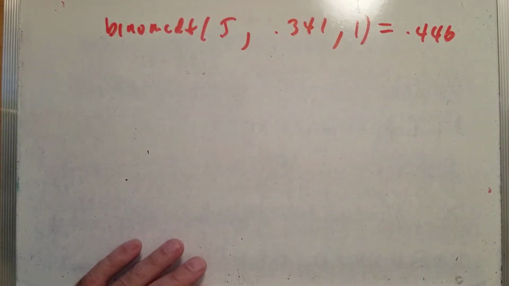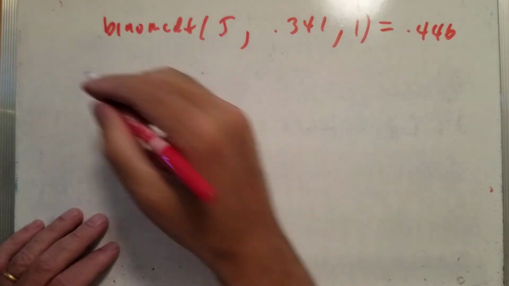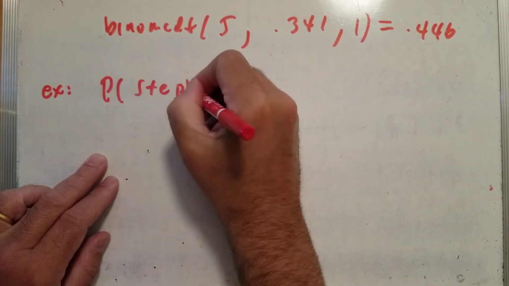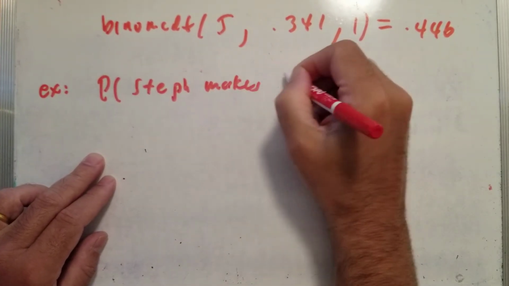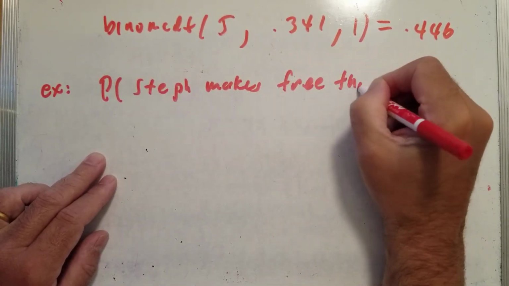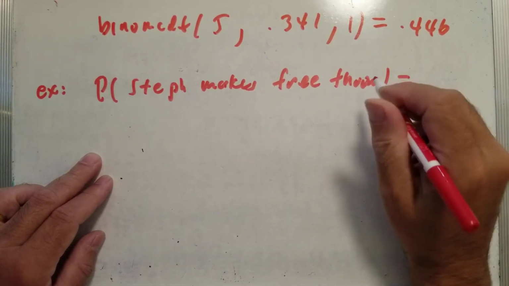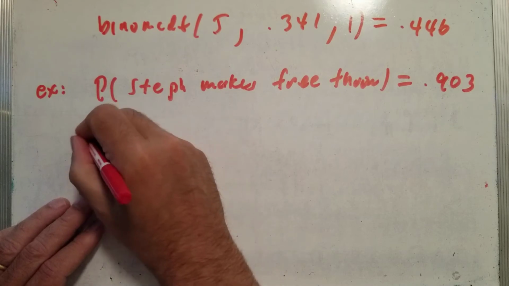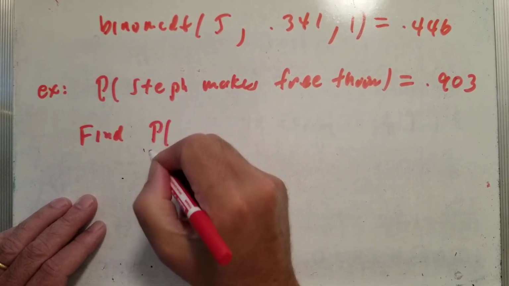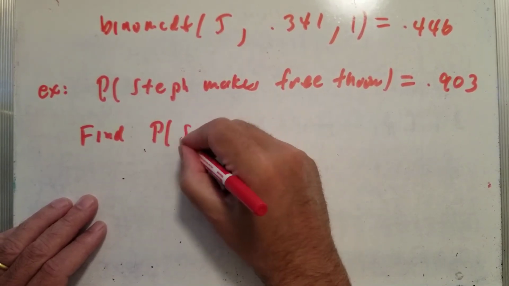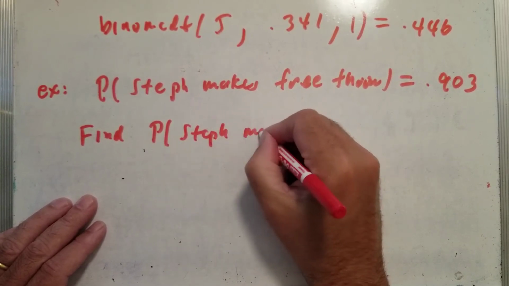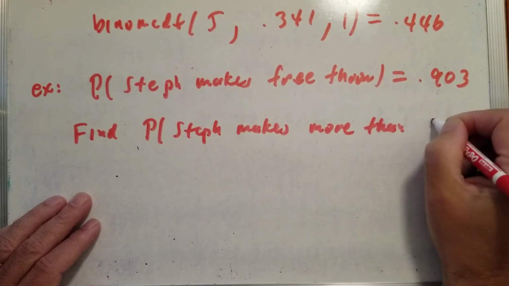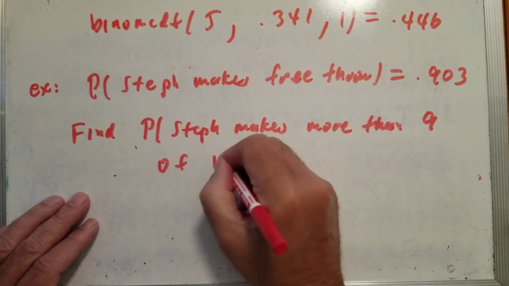Okay, here's another kind of example. Probability, let's go to Steph, the probability Steph makes a free throw is 0.903. Find the probability that Steph makes more than 9 of 11.